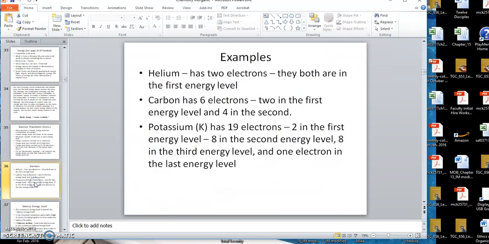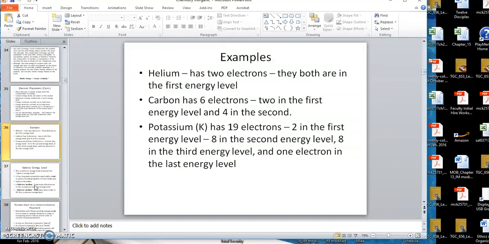Okay? So for example, helium has 2 electrons. Because you place the first 2 in the lowest energy level, they both are in the first energy level. Carbon has 6 electrons. 2 in the first, 4 in the second. Potassium has 19 electrons. So here we would go. 2 in the first, 8 in the second. That's 10. Right? 8 also in the third level, which would leave just 1 in the last energy level. Okay, so we're placing from lowest to highest.